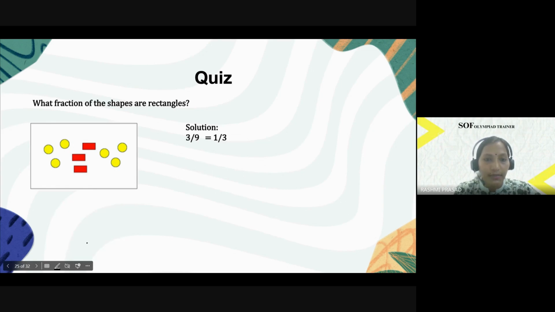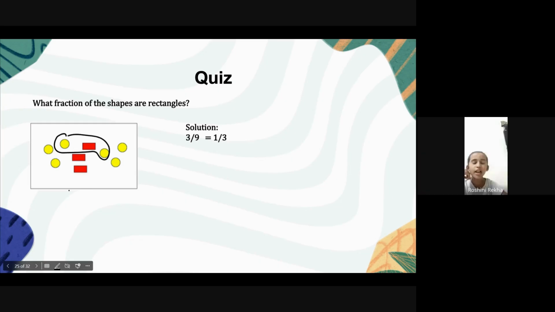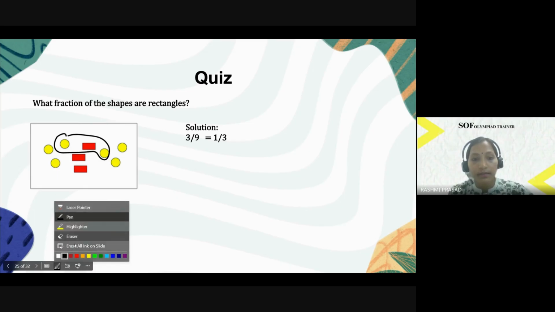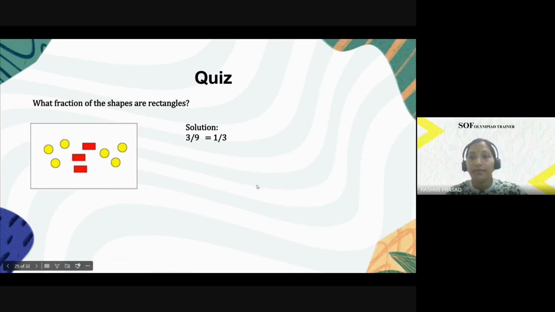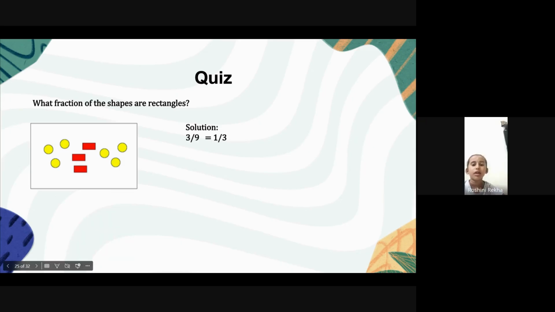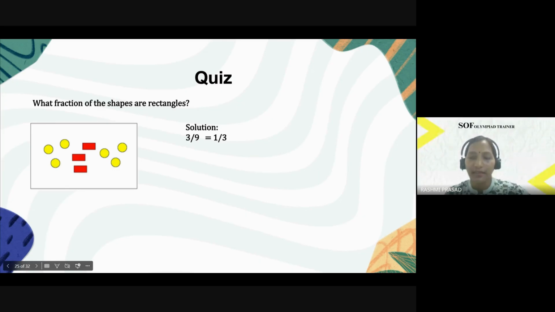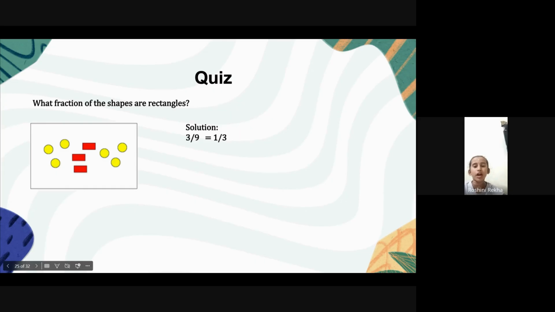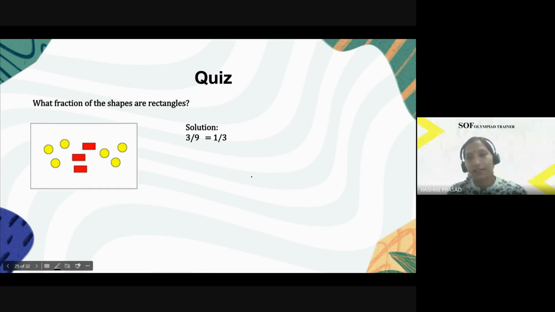We can divide it like that also, right? Two circles and one rectangle. Ma'am, shall I tell? Yeah, tell me. Ma'am, that is a group. 3 circles are a group, 3 rectangles are a group, and another 3 circles are a group. Correct. So out of three, one is a rectangle.